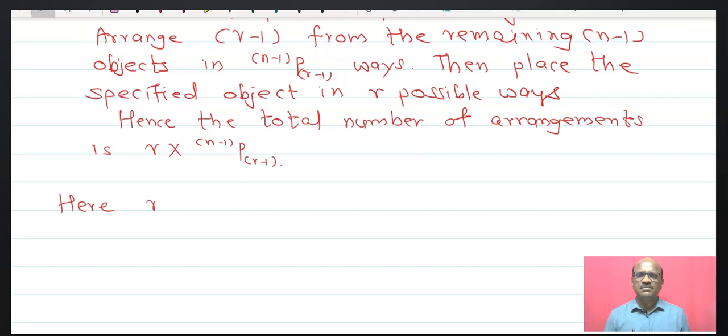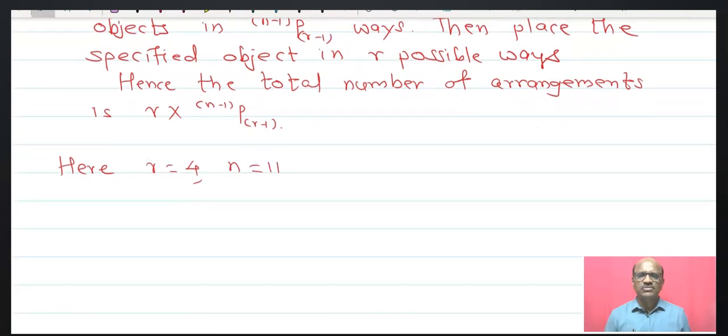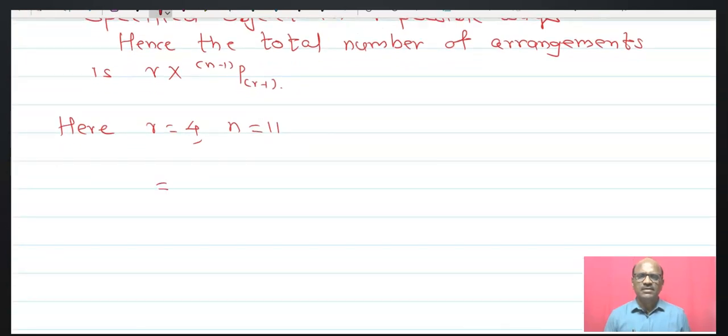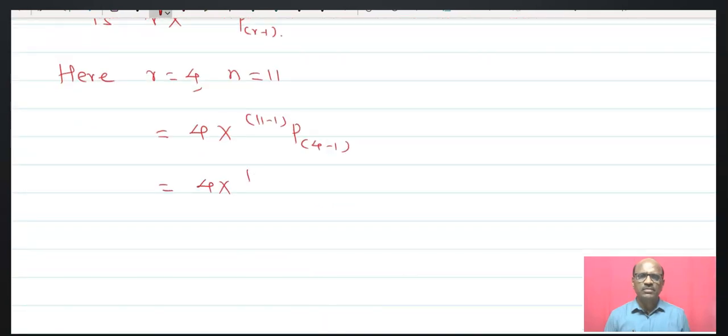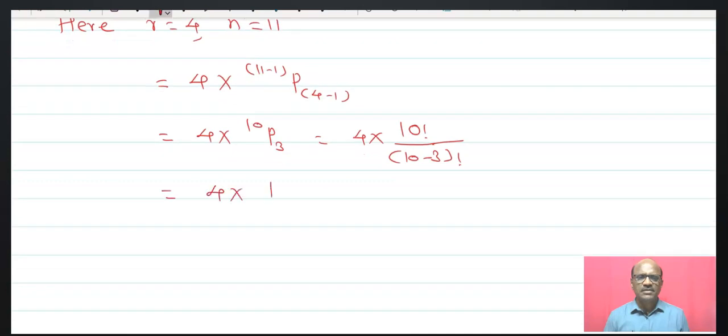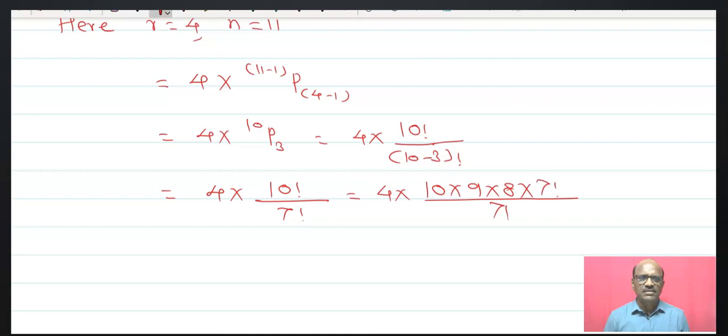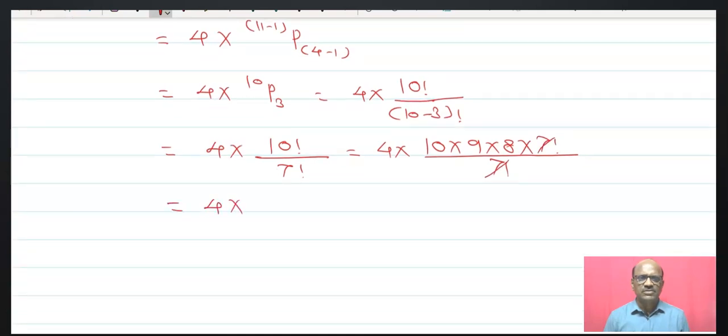Here r is equal to 4, n is equal to 11. That is 4 into (11 minus 1) P 3, that is 10P3 ways. That is 4 into 10 factorial upon 7 factorial, and we can find its value. That is equal to 4 into 10 into 9 into 8.